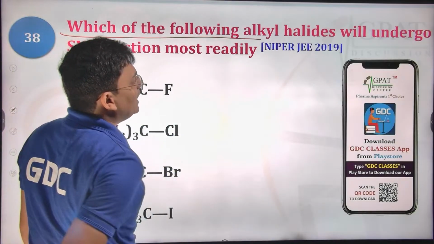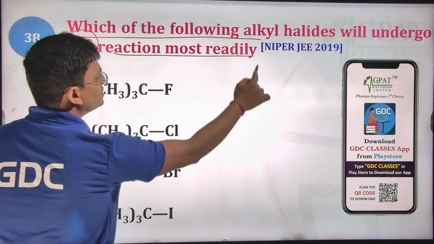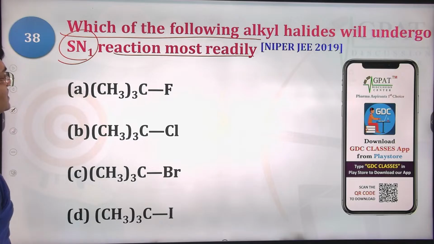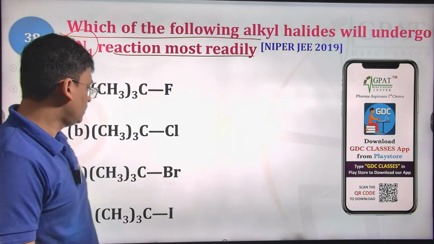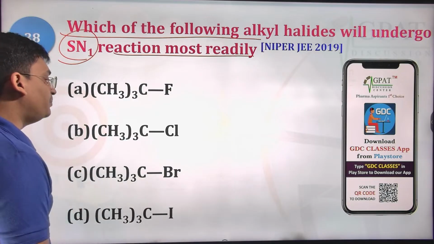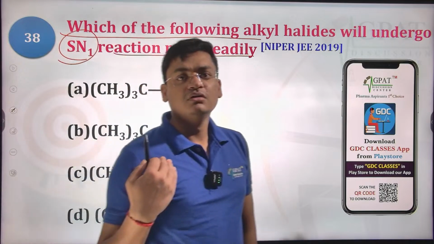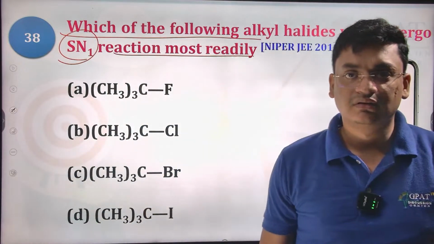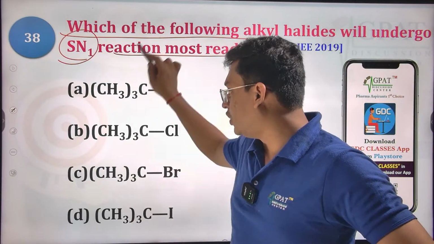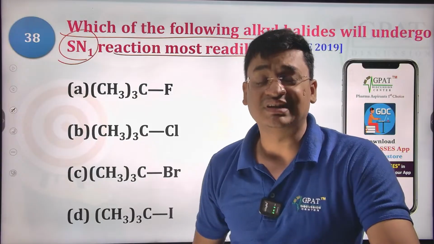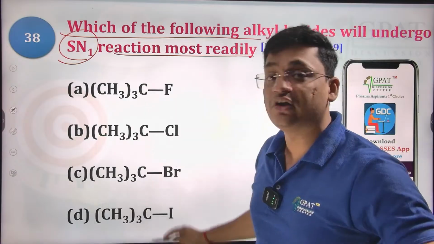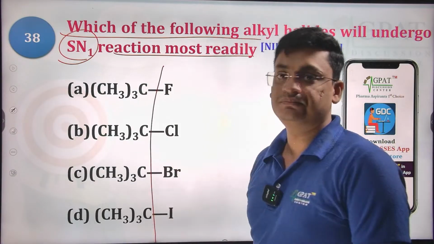Which of the following alkyl halides will undergo SN1 reaction most readily? Basically SN1 is having the best carbocation, that is the tertiary carbocation. The better stabilized the carbocation, the faster it gets converted into that particular carbocation intermediate. All the structures are having the same kind of intermediate formation, that is a tertiary carbocation. So the reaction now depends only and only on the leaving group.